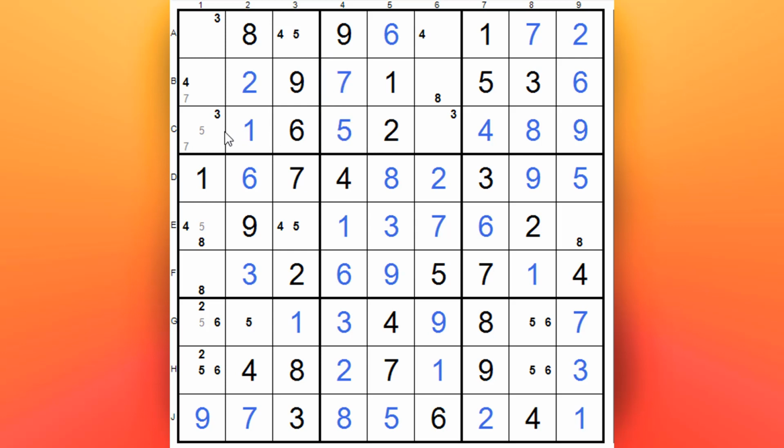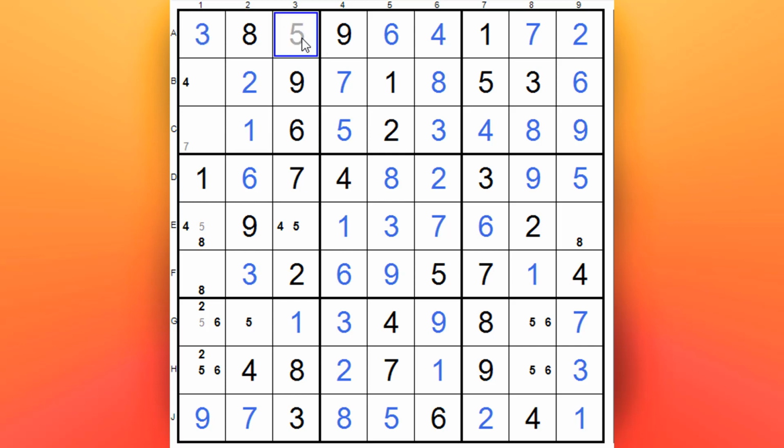5 gets rid of that one. 7 gets rid of that one. In here we have 3, 8 and 4. Right, 4 gets rid of that one. 8 gets rid of nothing. Come back. 3 gets rid of that one. So this is our 3.